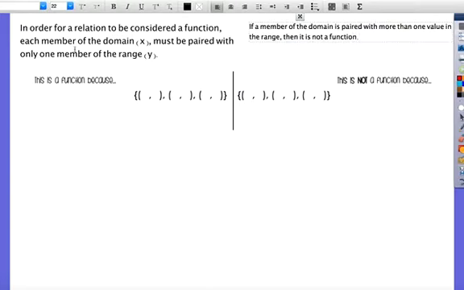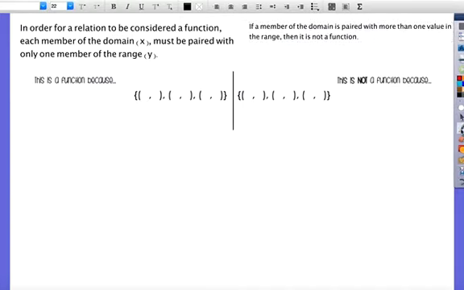So to be a function, you have to have each member in the domain X paired with only one member in the range. To be not a function, a member of your domain is paired with more than one value in the range, and then that means that you do not have a function.